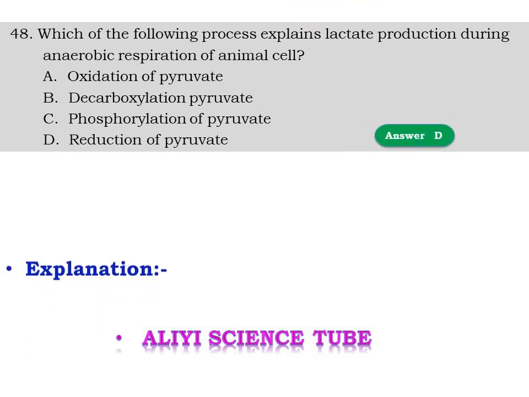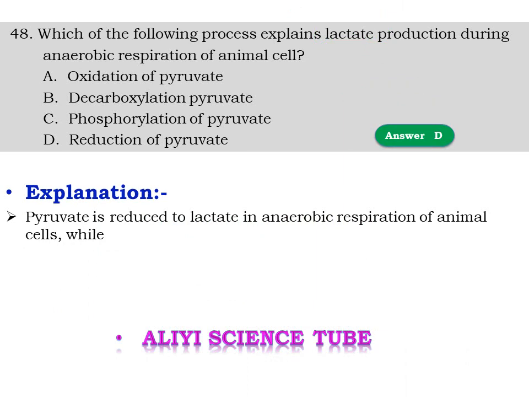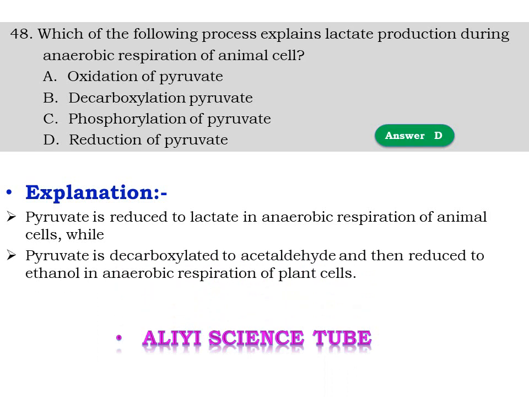Reduction of pyruvate. Let us see the explanation. Pyruvate is reduced to lactate in anaerobic respiration of animal cell, while pyruvate is decarboxylated to acetaldehyde and then reduced to ethanol in anaerobic respiration of plant cell. So don't forget to read this.